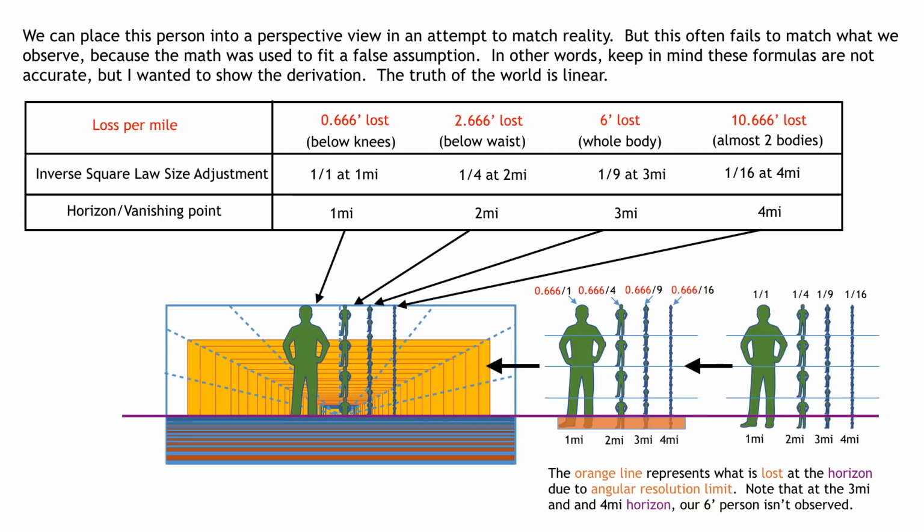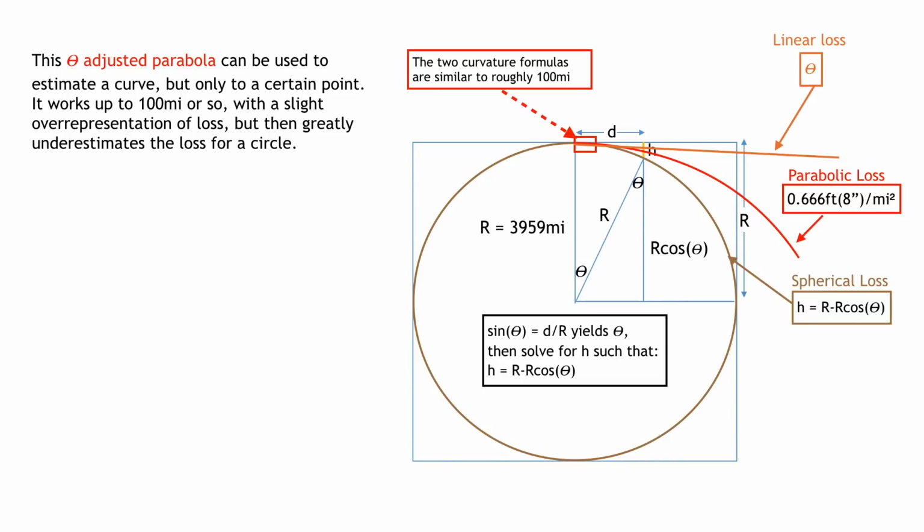So I just took the picture on the right, and you just chop off a portion of it and you move it into perspective. That's all that's being done. It's an exponential size change with a standard set loss set against our perspective view. And this is somewhat of our theta adjusted parabola, or a parabolic loss. So it can be used to estimate a curve again, but it's only good to a certain point.